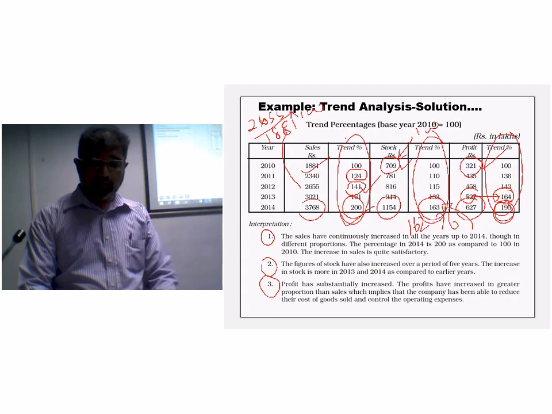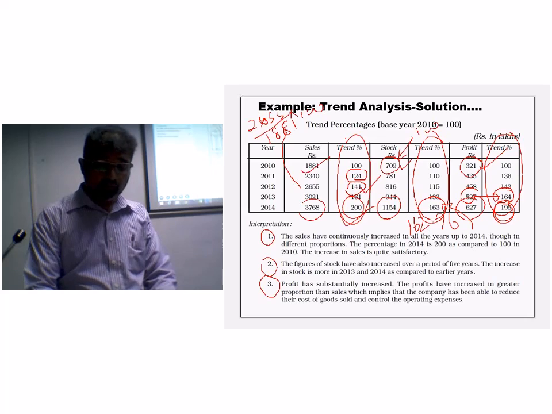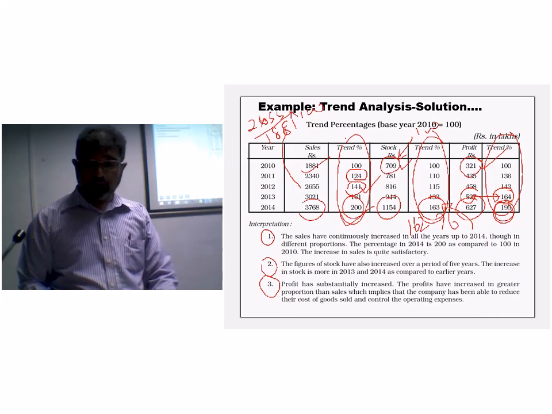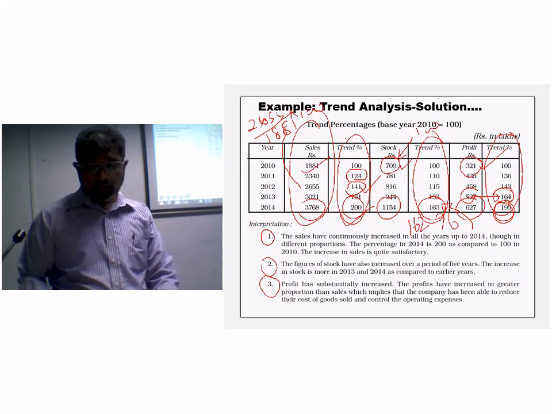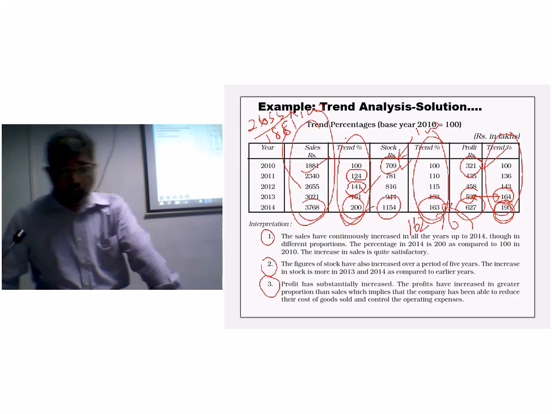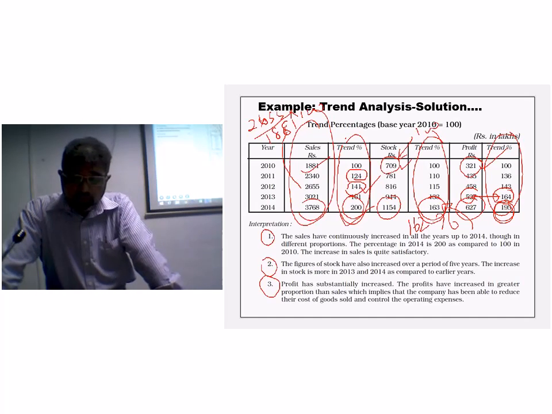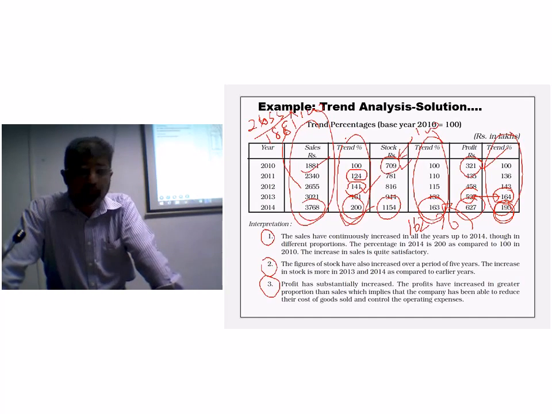then we have to take three important columns here. Now one by one we can explain. First, if you consider the sales, you can see the sales have continuously increased in all the years up to 2014.